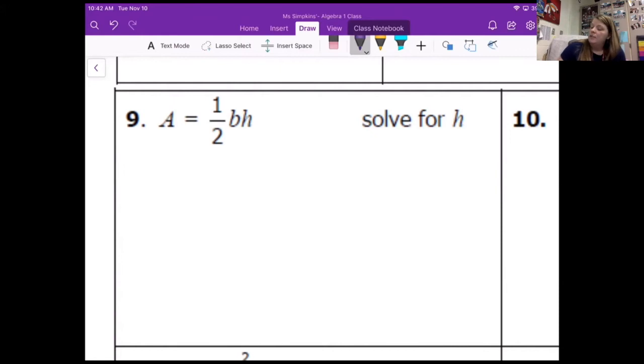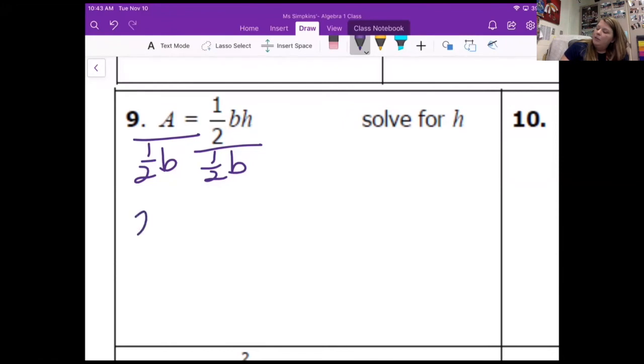And b. So we want to divide both sides by 1/2 and b. Now, it's not usually mathematically correct to have a fraction inside of a fraction. So we want to change that divided by 1/2. What is the same thing as dividing by 1/2? Multiplying by 2.